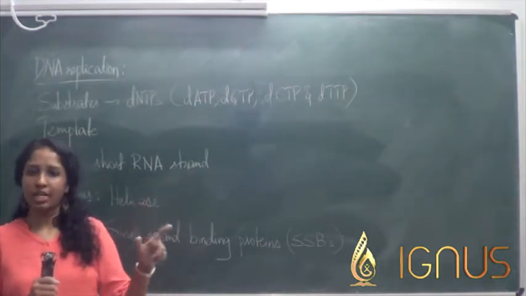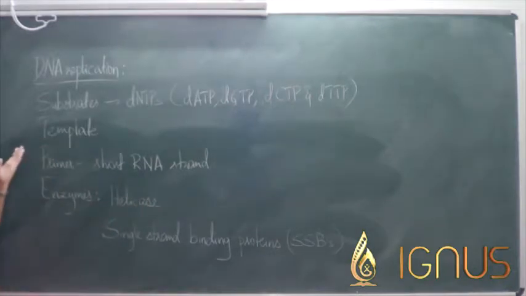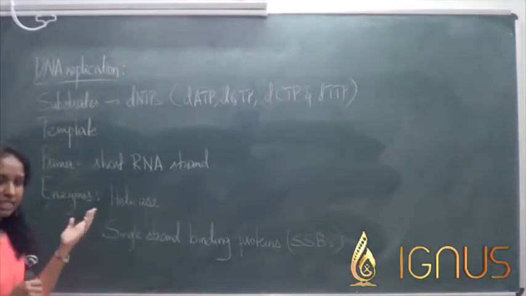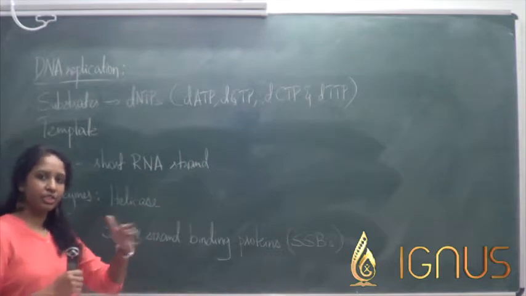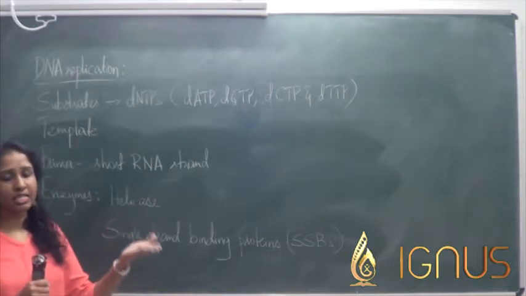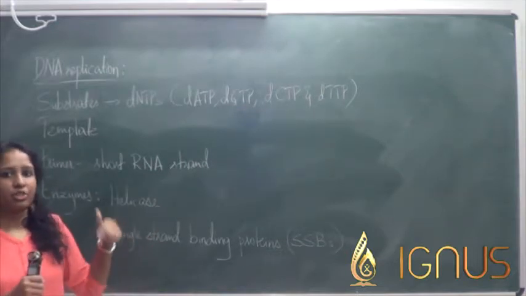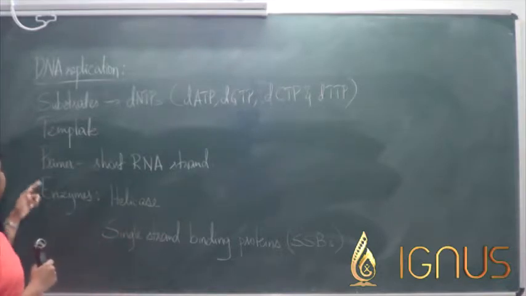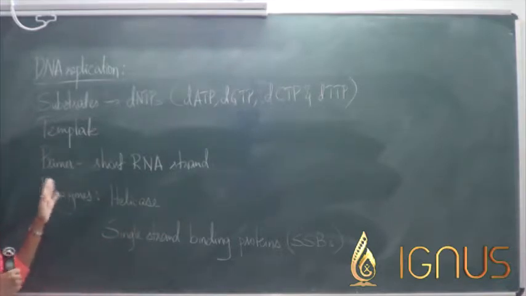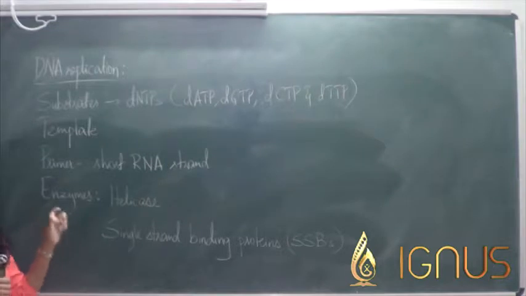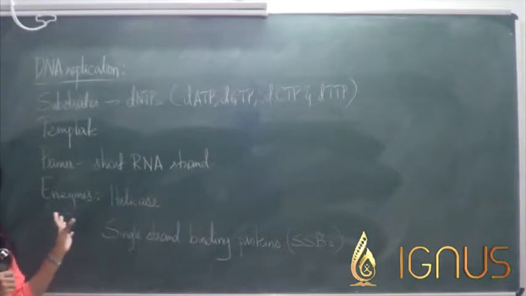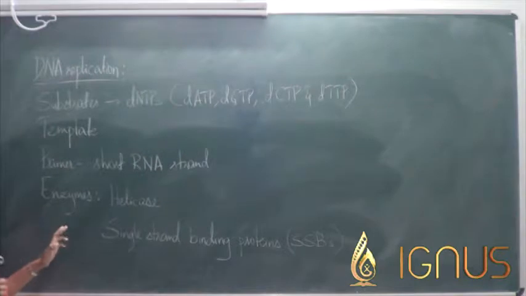growing DNA strand. Another requirement would of course be the template DNA. Template DNA is the original DNA which will be used as a template to synthesize the new DNA strand. Primers, which are short RNA strands. These are very short RNA strands which will be around 10 to 30 base pairs in length, and they will be synthesized by the primase enzyme.